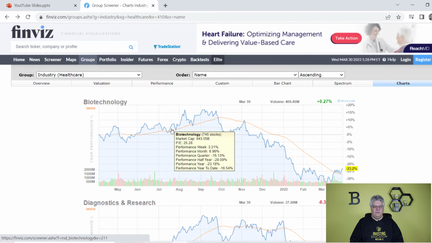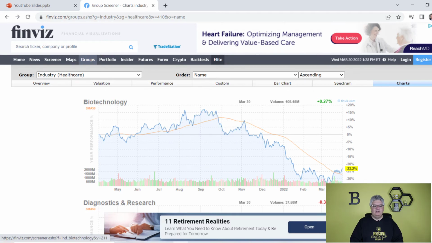But if I hover over it, it'll bring up how many stocks and give me a little snapshot of performance. But if I look at just the chart itself, I can see, okay, that biotech has been in a real downtrend. And then this little line here, if you look, SMA 50, so this would be a 50-day moving average. That's what they give you.